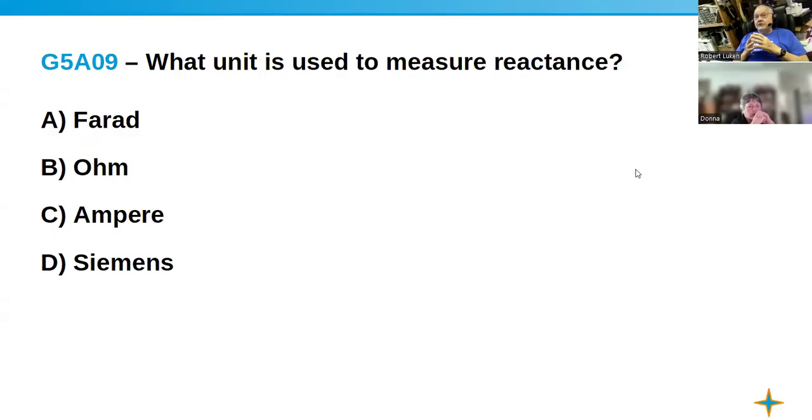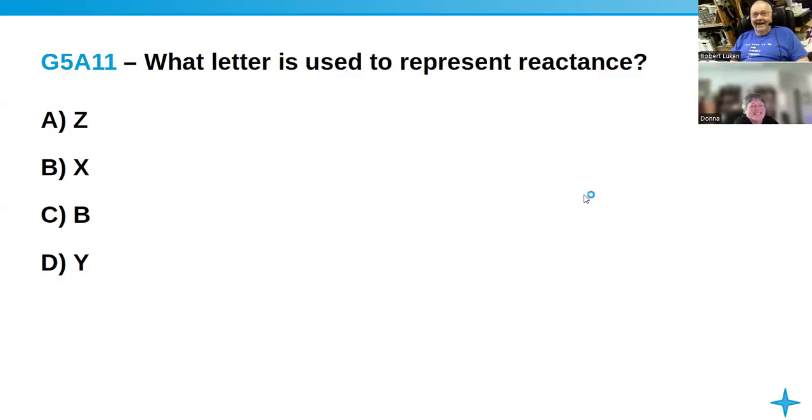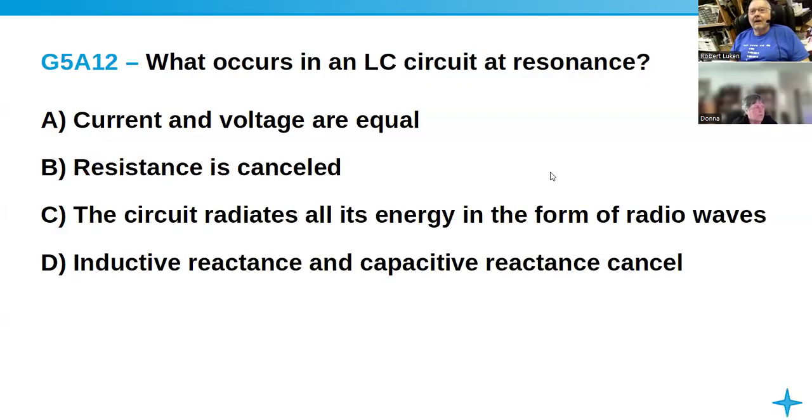Sure. What unit is used to measure reactance? It's what you just said, ohms. So bravo, just resistance. Which of the following devices can be used for impedance matching at radio frequencies? Delta. Those are the three. What letter is used to represent reactance? The X, B, bravo. What occurs in an LC circuit at resonance? At resonance, they cancel each other. So delta.